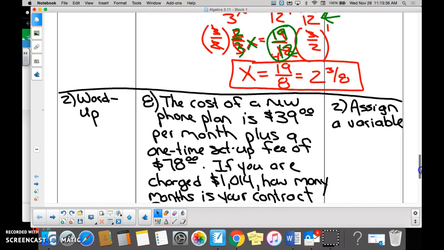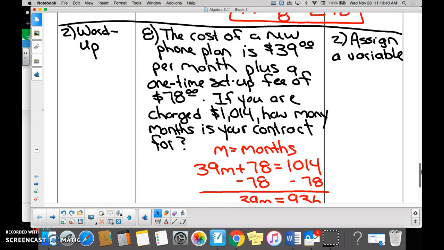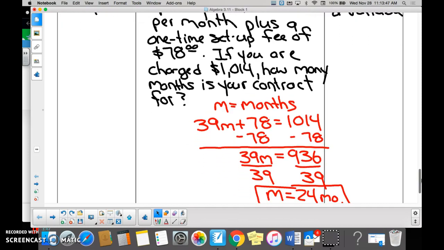And then the last problem we did was the word problem. It was a phone plan, $39 per month, $78 setup fee. You paid $1,014. How many months was it for? My suggestion is to always assign the variable first so we know what we're calculating. And then write your equation. $39 per month plus your one-time setup fee is going to cost you that much money. We want to know how many months it is. You work on getting m by itself, which you guys are getting pretty good at. Questions, comments?